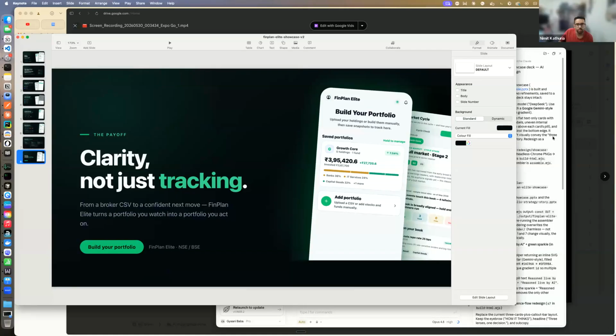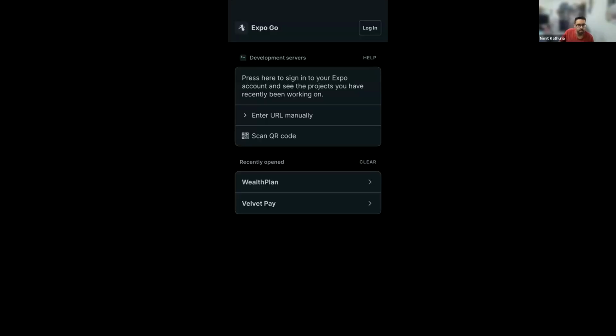One second. Jyoti, you are switching to your mobile screen now? Yes, we can see it. Okay, so this is an Expo.